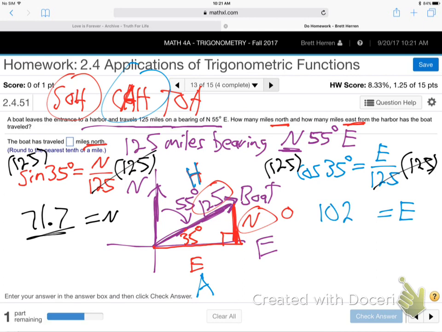I get 102.4, 39 rounds to 4. So there we go. So this is 102.4. The northern component was 71.7. That means when that boat goes diagonally, north 55 degrees east, that diagonal movement, 125 miles, it actually moved 102.4 miles east. It moved 71.7 miles north. We broke a diagonal movement into horizontal and vertical components, like that.